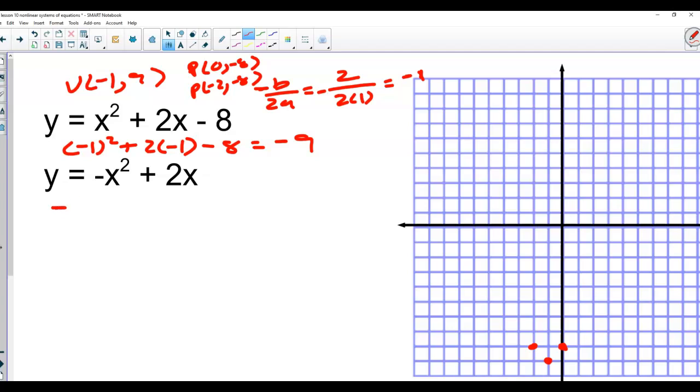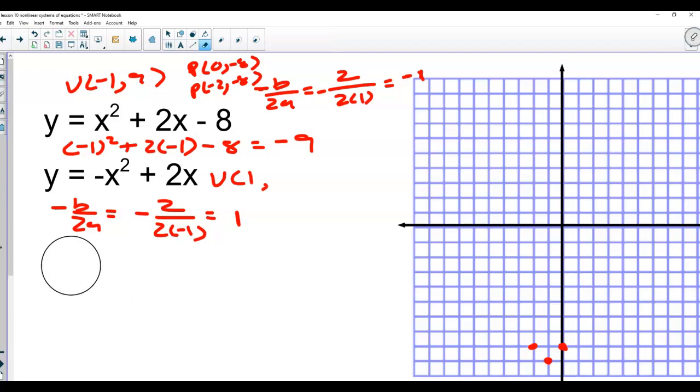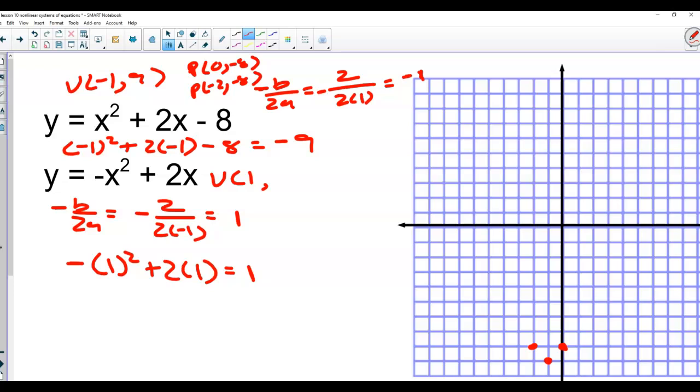Down here, negative b over 2a, negative 2 over 2 times negative 1, that's going to be a positive 1. My vertex here is going to be 1. I plug that in. Now notice, be real clear about this, I'm plugging 1 in for x. So that means the negative's on the outside here. This is not plugging negative 1 in for x, where in the top one the square applies to the negative. Here we square the 1, then apply the negative. We end up with an answer of 1 here as well. So my vertex is 1, 1.